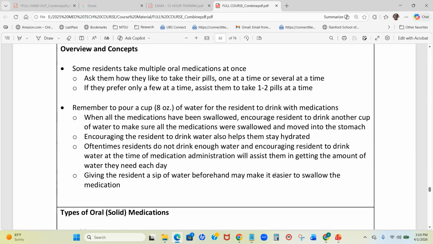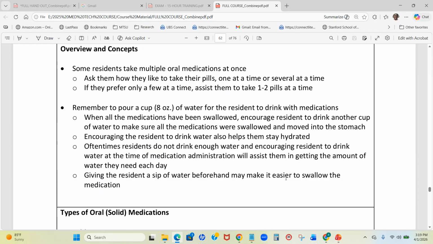So when you go in to give oral medications, you want to talk to your resident. They are not robots, they are real human beings. So ask them, how do you like to take your medication? Ask your resident that question. If they prefer only a few at a time, assist them to take 1 to 2 pills at a time. Remember to pour 8 ounces of water, like we've spoken about in the previous section.